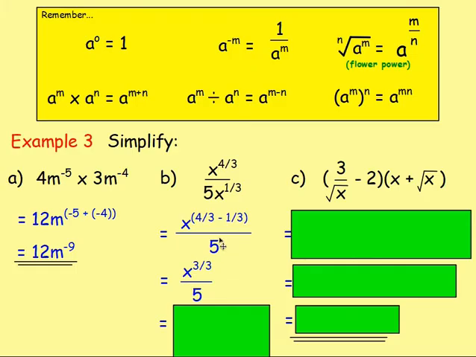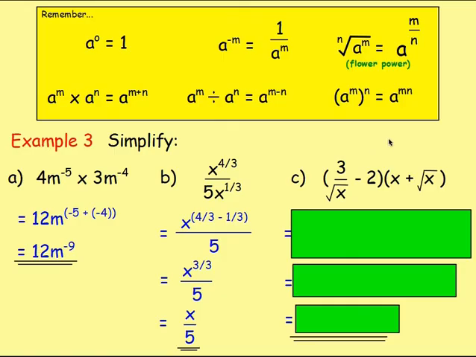Again, we're still dividing by 5. And 3 thirds is the same as what? Good, it's just the same as 1 whole. So it becomes x to the power of 1, which is just x. And again, we're still dividing by 5. Nothing's happening with that. Next one, we've got 3 over root x, take away 2 times x plus root x. Sammy, do you remember how to work this one out? Yeah, multiply the brackets.